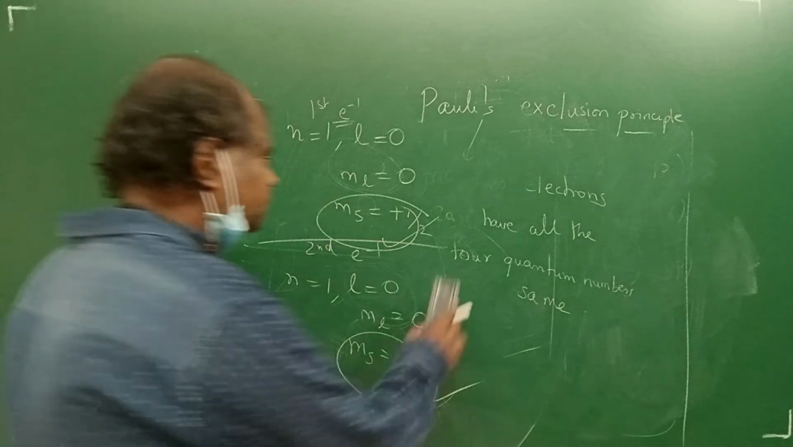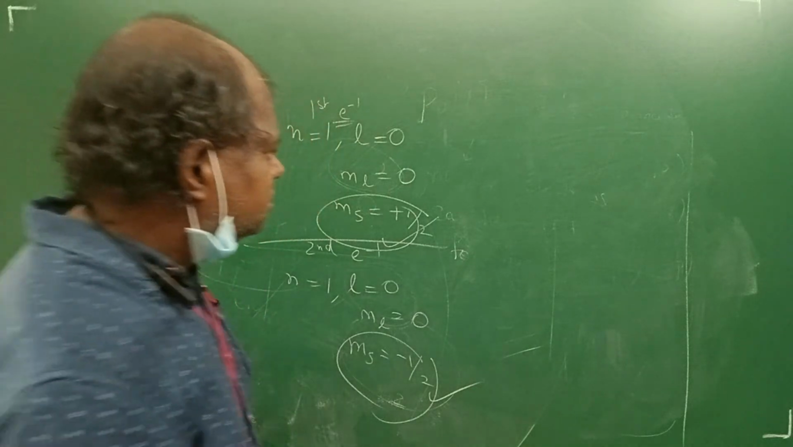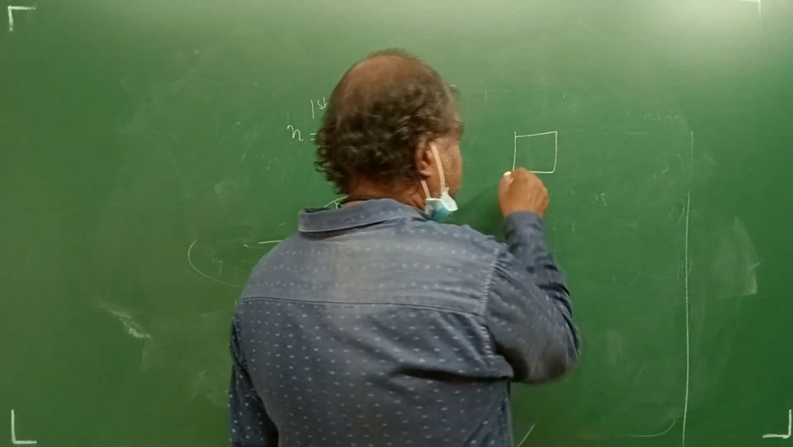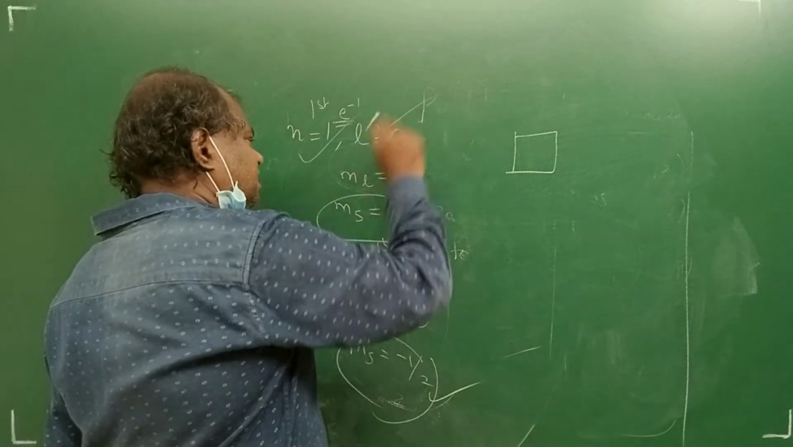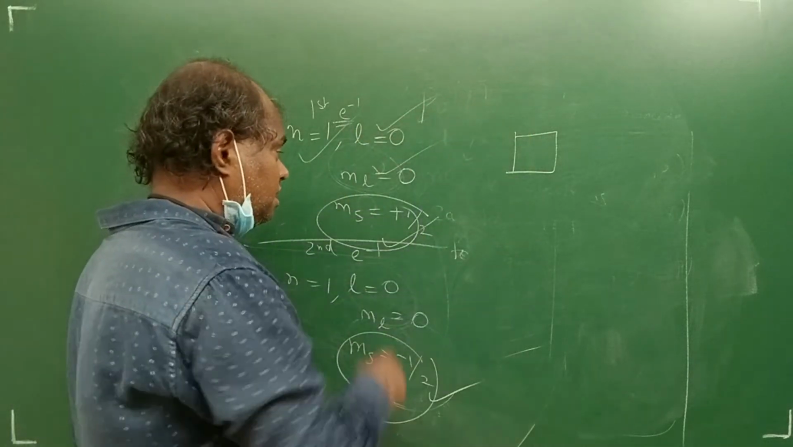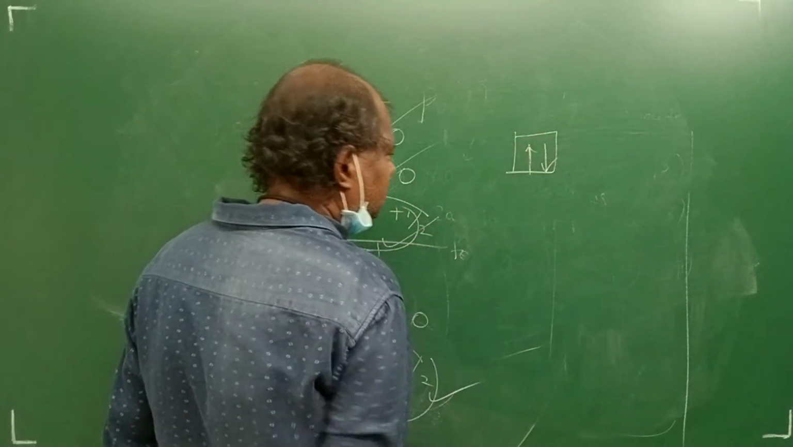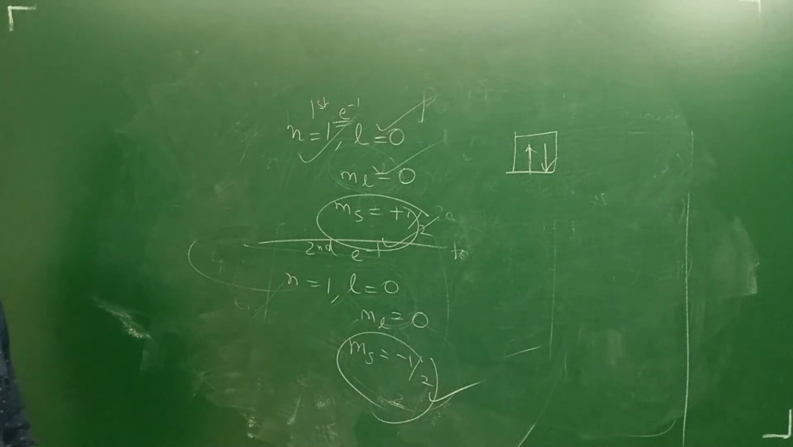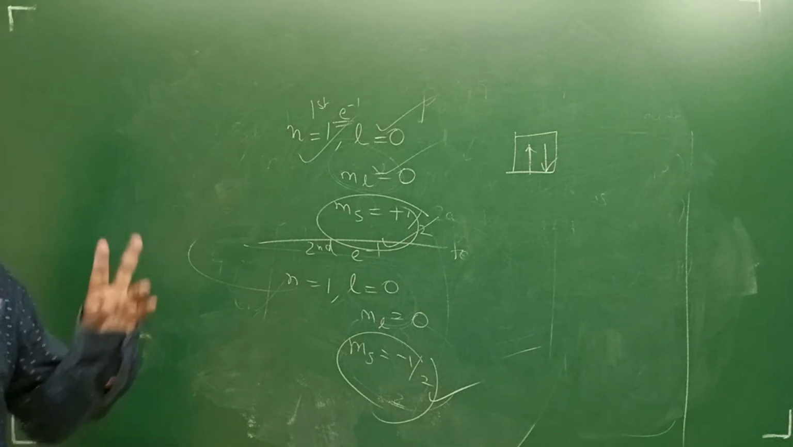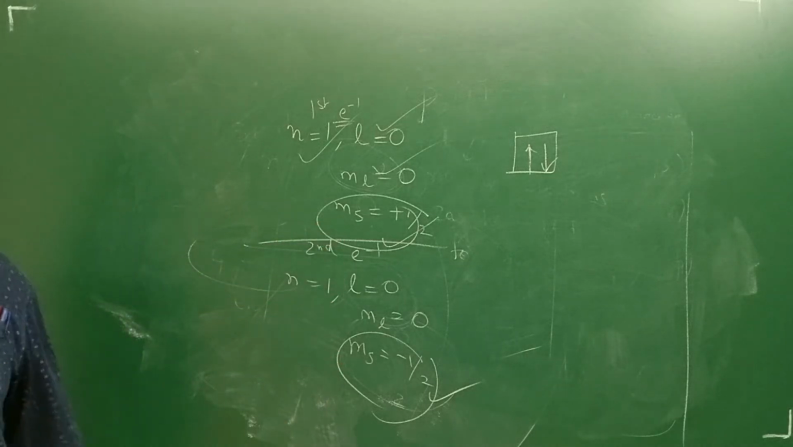What's the meaning of this? That means in one box, in one orbital, n is same, L is same, ML is same, but MS should be different. MS different means what? One should be clockwise, other should be anti-clockwise. Are you getting it? So in one box, only two can be placed. One clockwise, one anti-clockwise, because MS will be different.